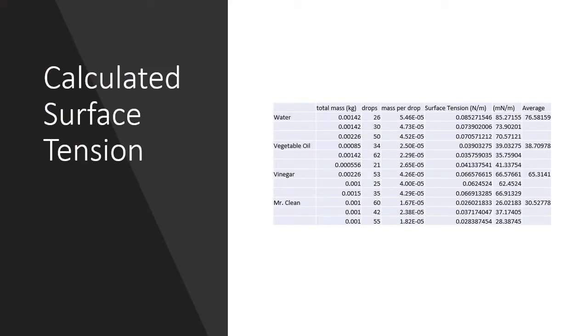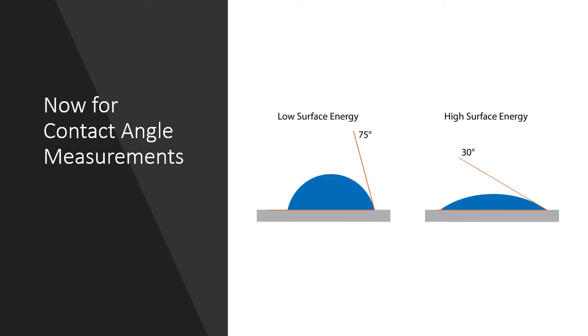Okay, so you can see that I did a lot of drops, and I varied the number of drops too, and we can see that I get pretty close for water to what we see for surface tension in libraries, which is about 72 millinewtons per meter. You can see here I get 76. And we can see that Mr. Clean has our lowest surface tension, so we're probably going to expect the highest wettability for Mr. Clean. So the next step is looking at contact angles.